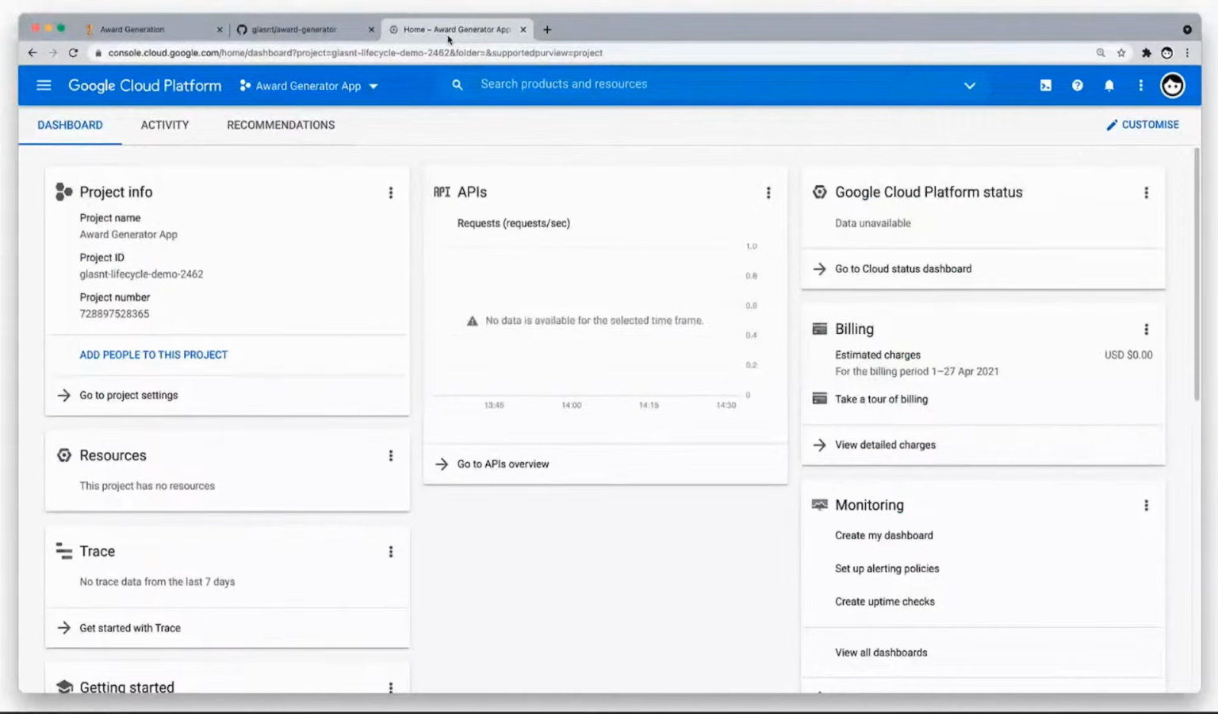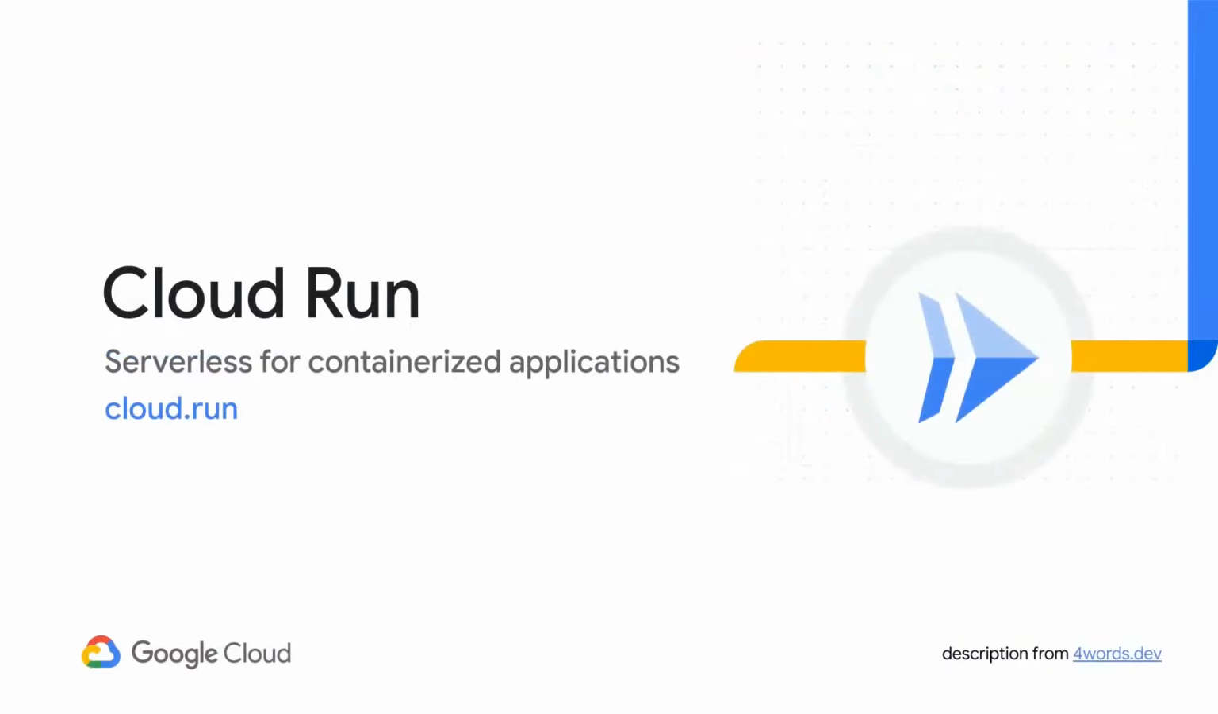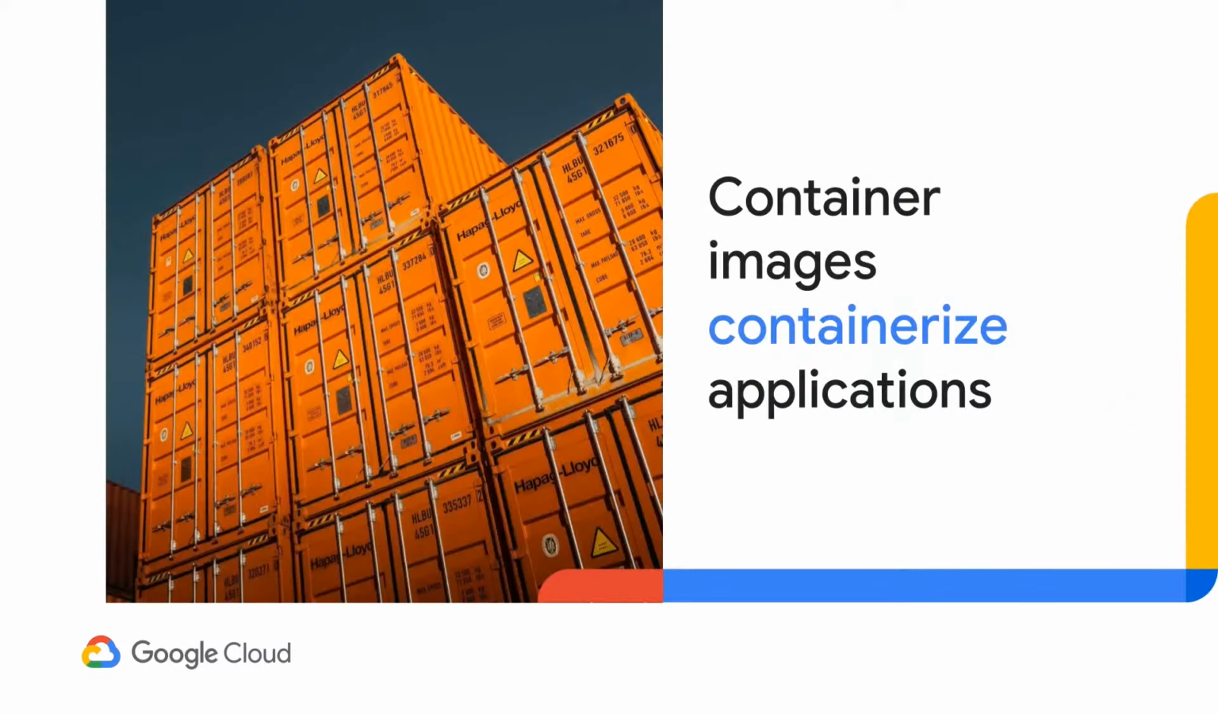Well, what is Cloud Run? Cloud Run is serverless for containerized applications. It allows you to develop and deploy highly scalable containerized applications on a fully managed serverless platform. Containers are one way to package your application. There are many ways that you can make containers, but for this demo, I'm going to let Cloud Run walk me through the process of containerizing this application.